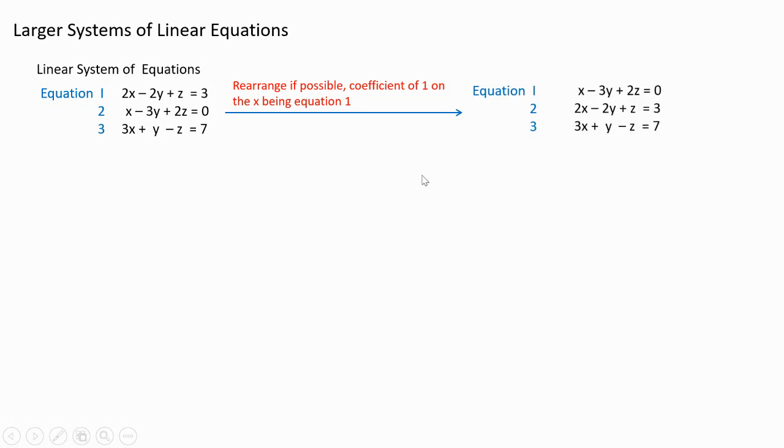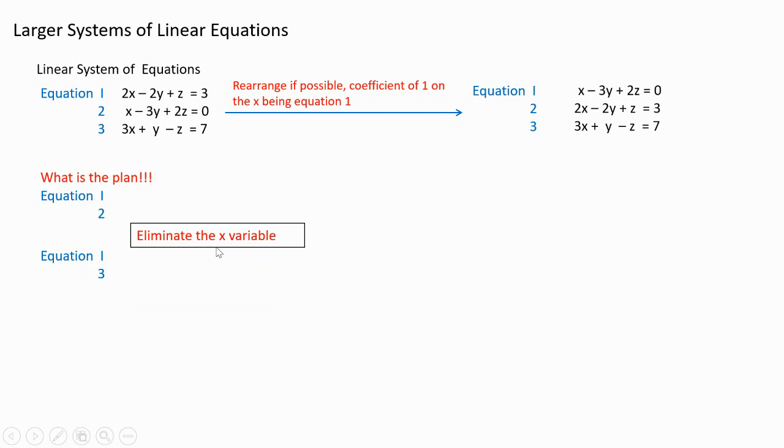So that's what I did. And right now, you're going to see why it's easier, okay? So then, here's the plan. Here's my plan. I'm going to get equation 1 and 2, and I'm going to get rid of the x's. I'm going to get equation 1 and 2 and 1 and 3, and eliminate the x variable.